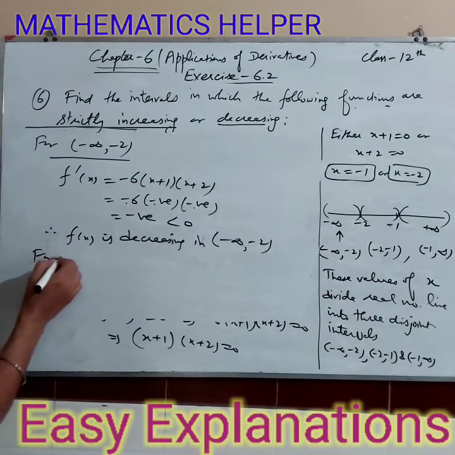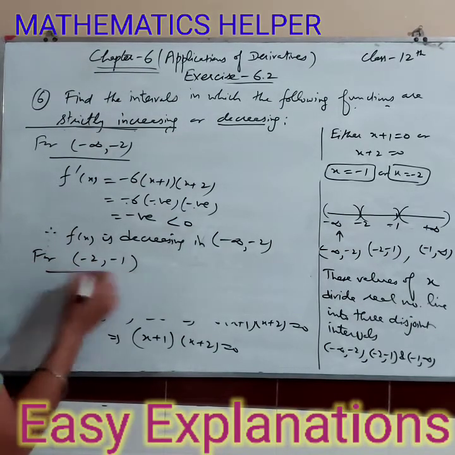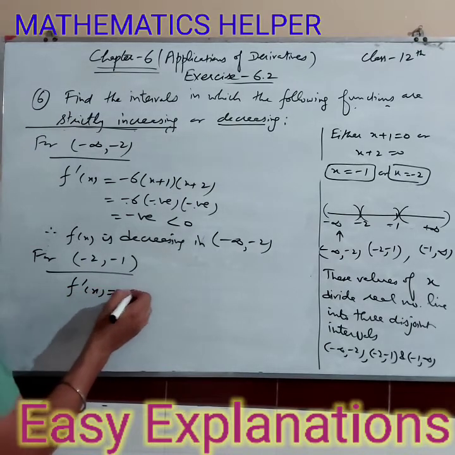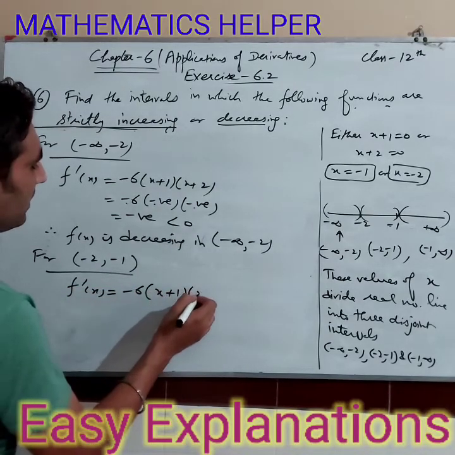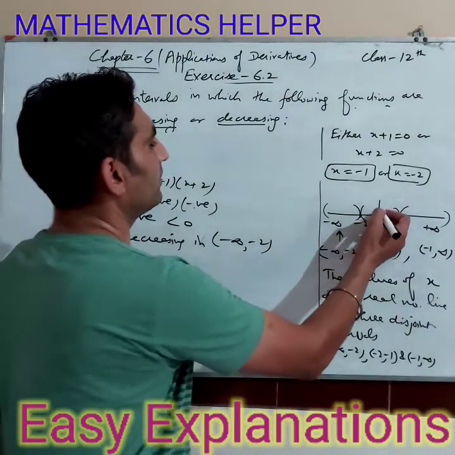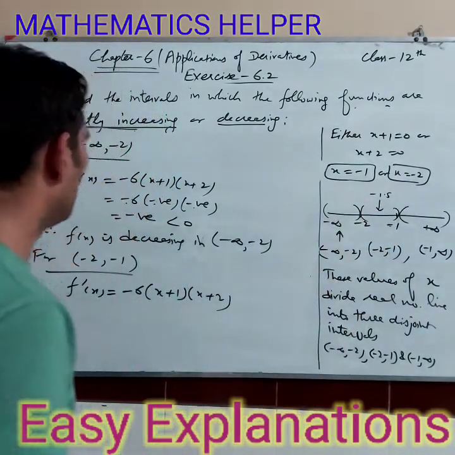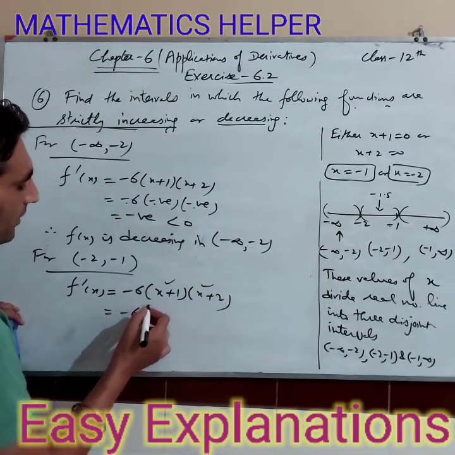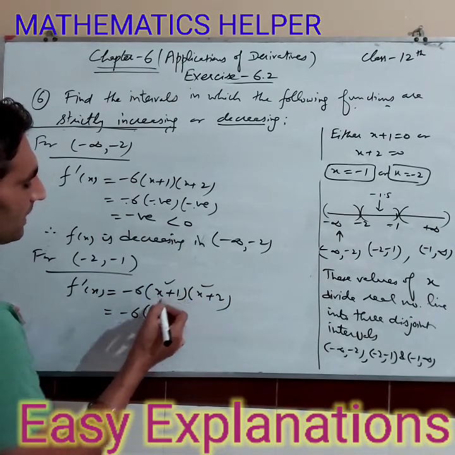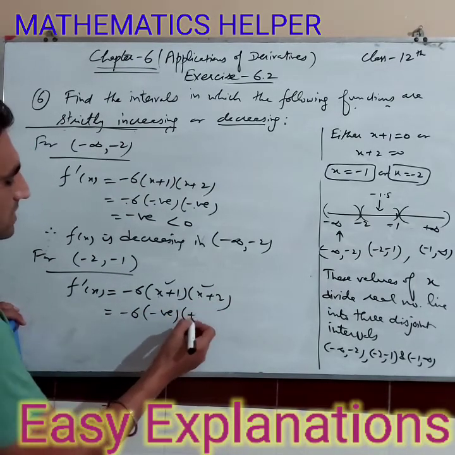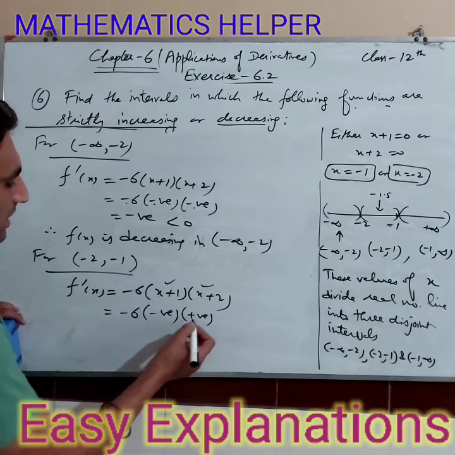Now for the second interval, minus 2 to minus 1, we will check the derivative's value again. F dash x is minus 6 into x plus 1 into x plus 2. You can take any value between minus 2 and minus 1. For example, if I take the value minus 1.5, it will affect only these factors. Minus 1.5 plus 1 will give a negative answer. Minus 1.5 plus 2 will give a positive answer. So minus, negative into positive.